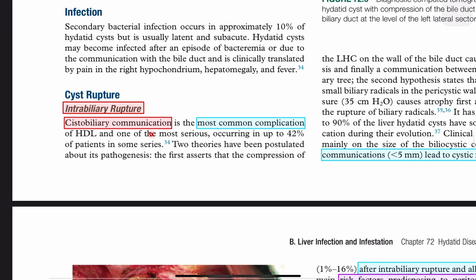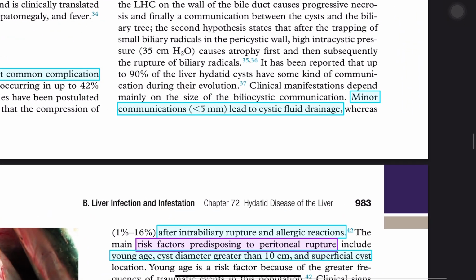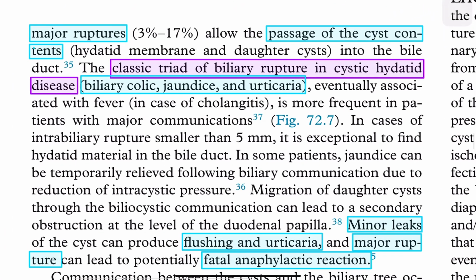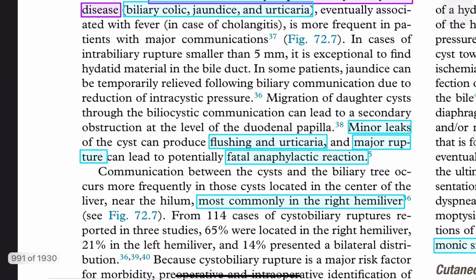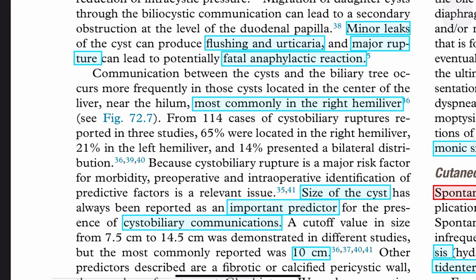Cystobiliary communication is the most common complication. Minor communication, less than 5 ml, leads to cystic fluid drainage. Major rupture leads to passage of cyst contents. The classical triad of biliary rupture in cystic hydatid disease is biliary colic, jaundice and urticaria. Minor leaks cause flushing and urticaria, while major rupture can cause a fatal anaphylactic reaction.